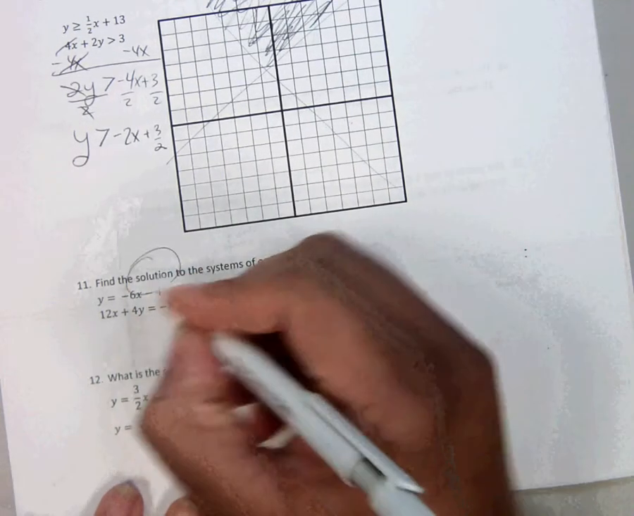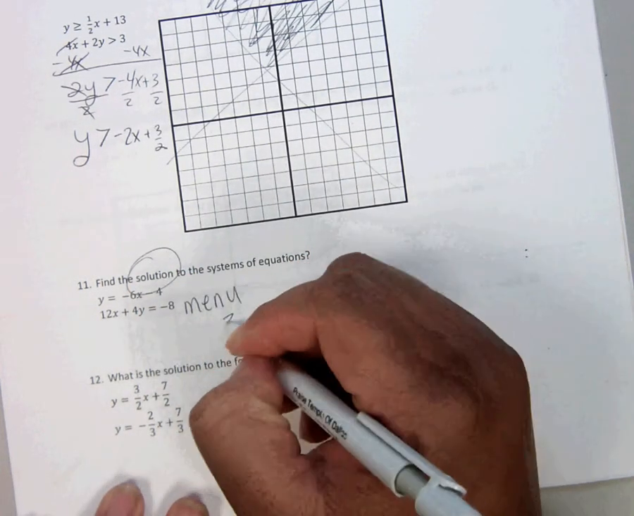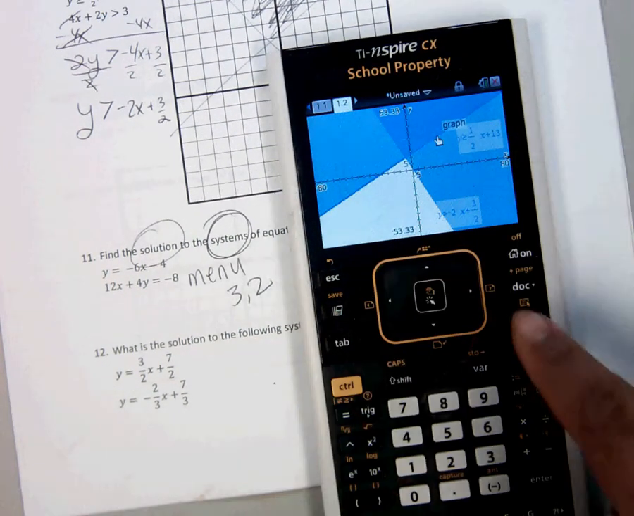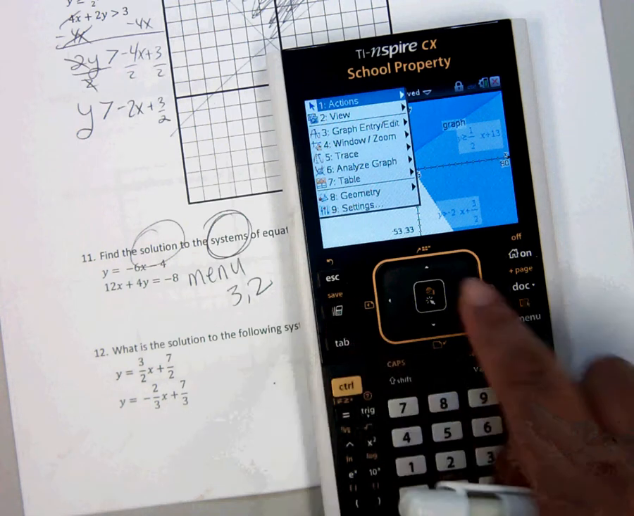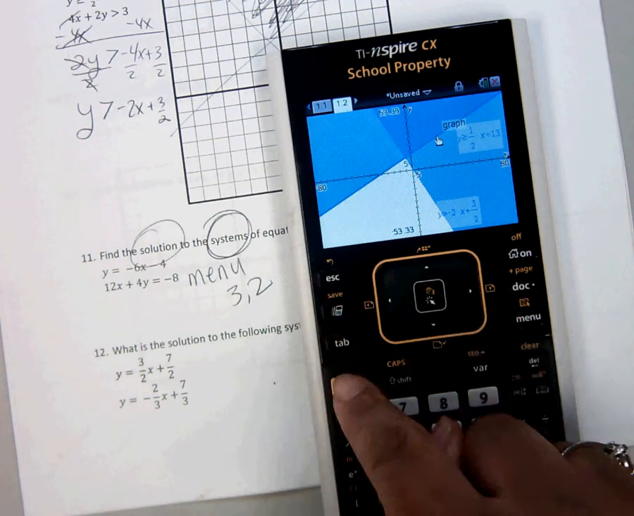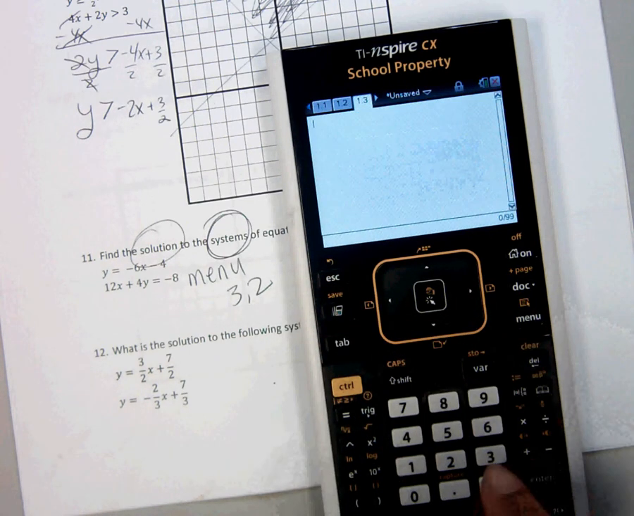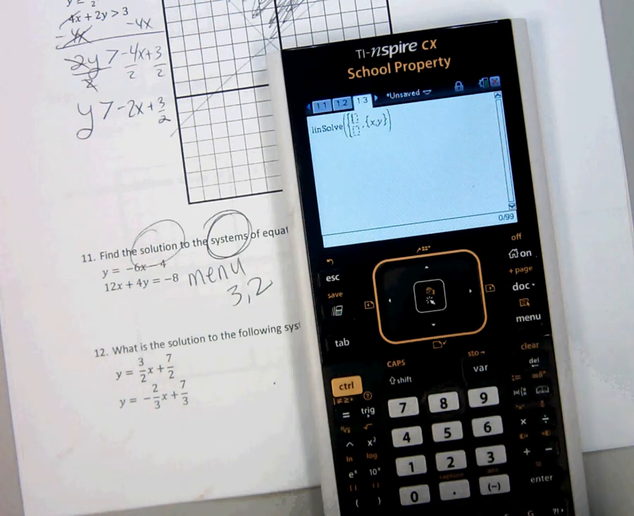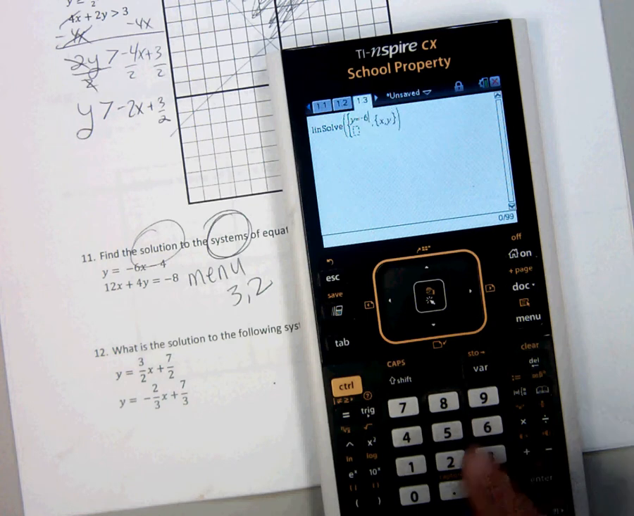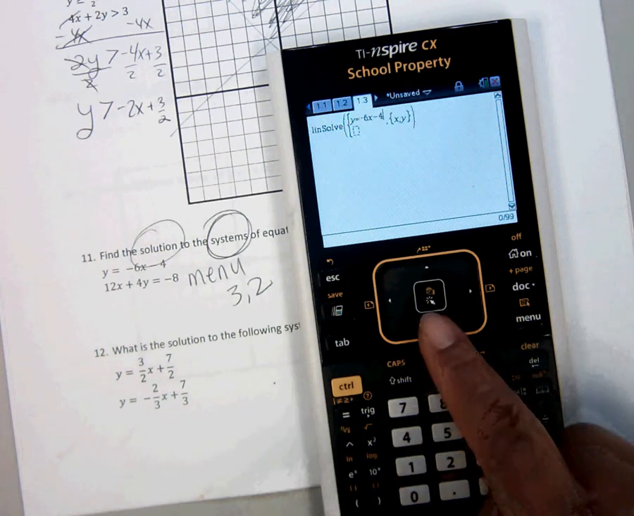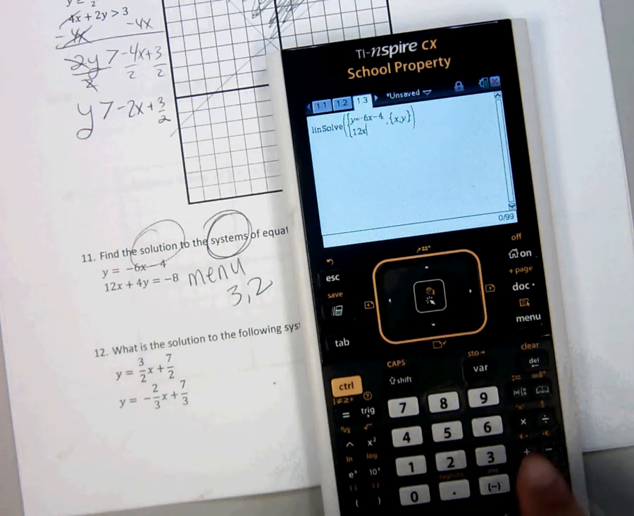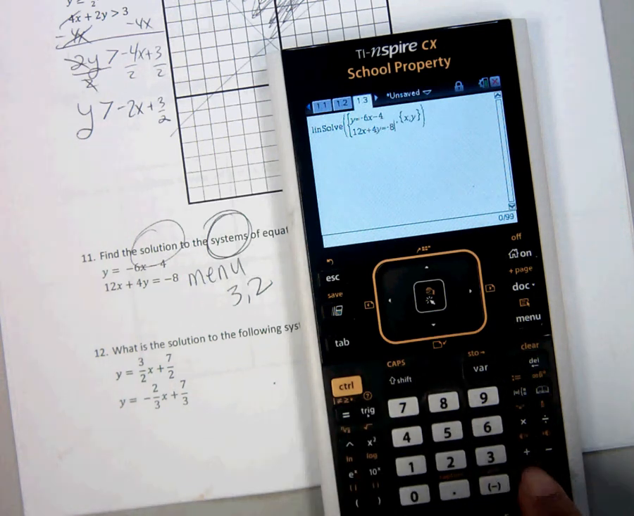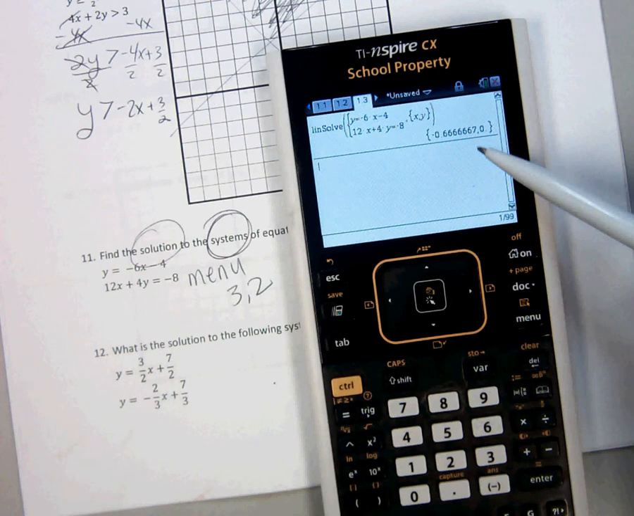Find the solution. That's menu 3, 2 of the system. So view menu. Let's go to the calculator first. Control doc, add a calculator. Menu 3, 2. And this is y equals negative 6x minus 4, and then 12x plus 4y equals negative 8. And we have the solution.